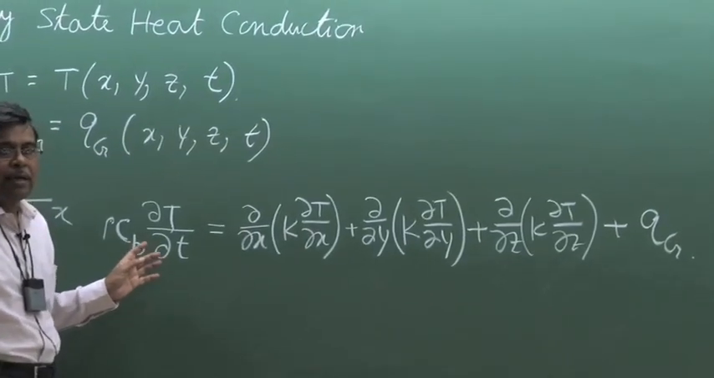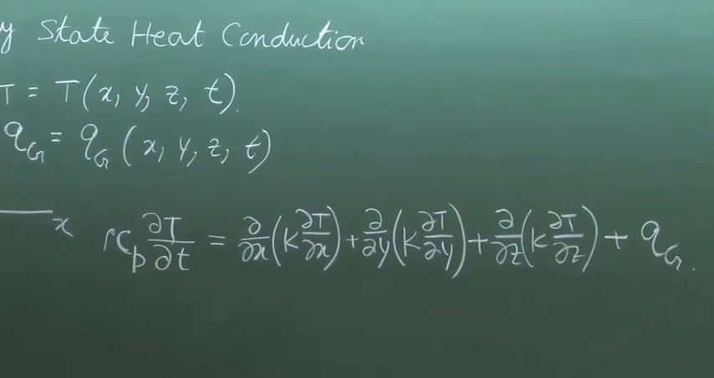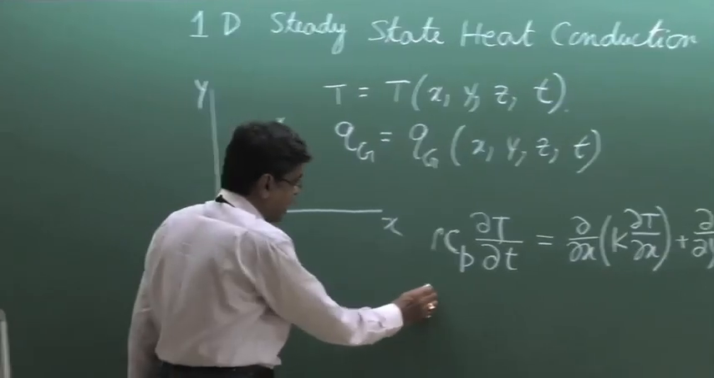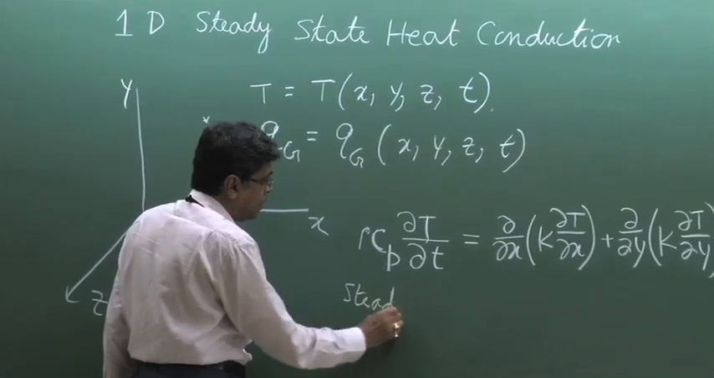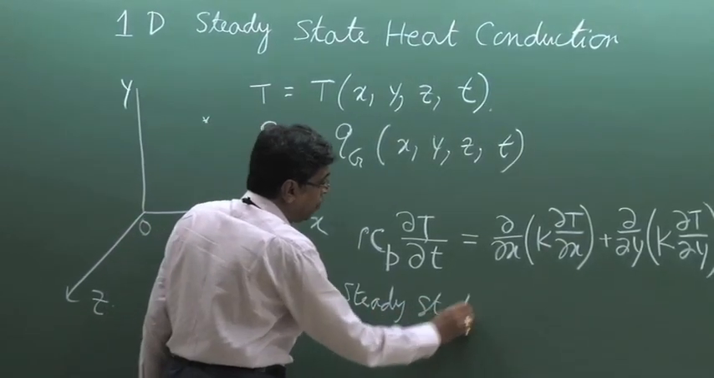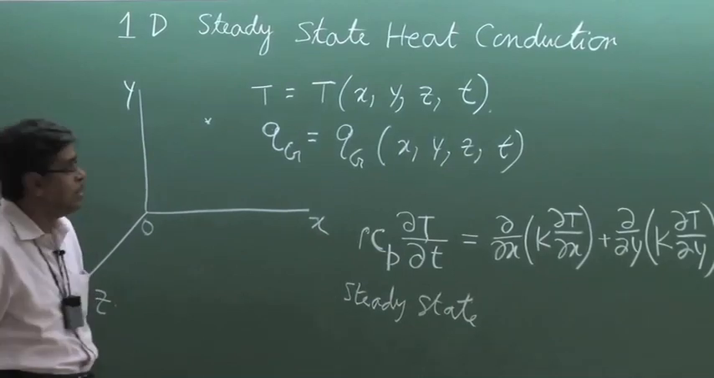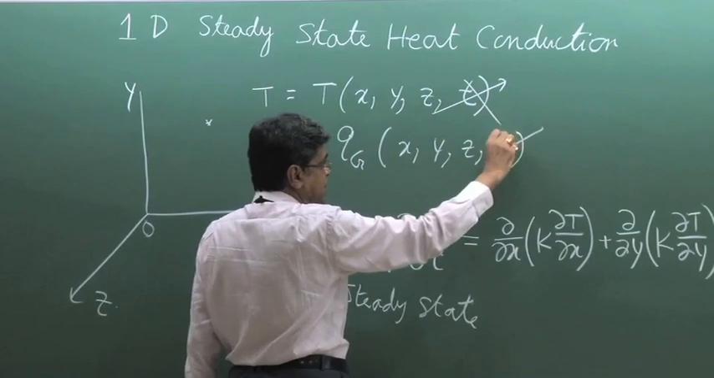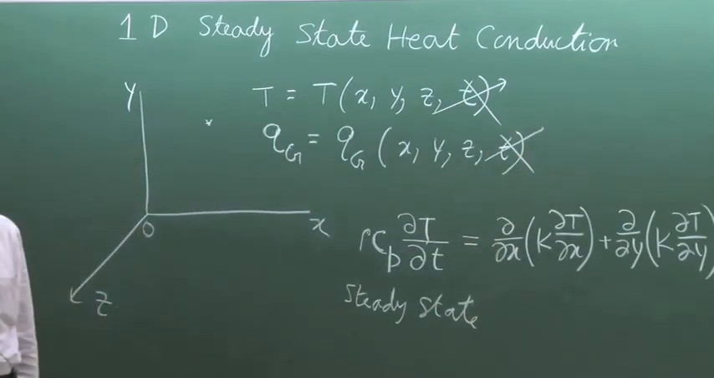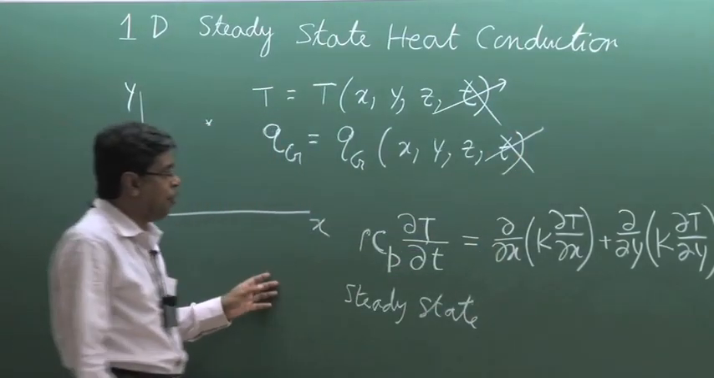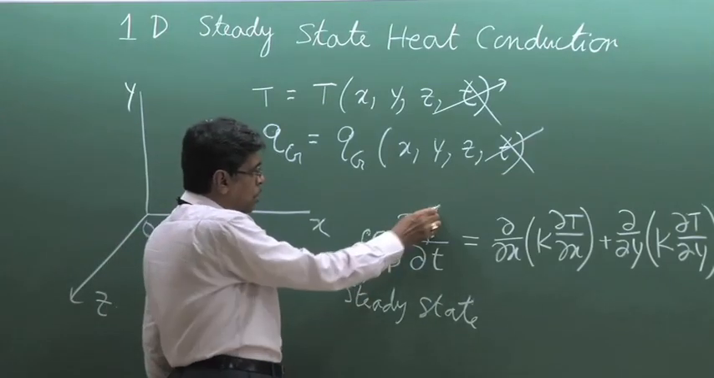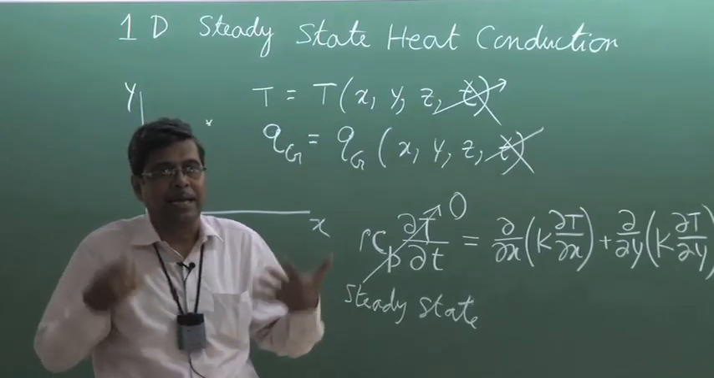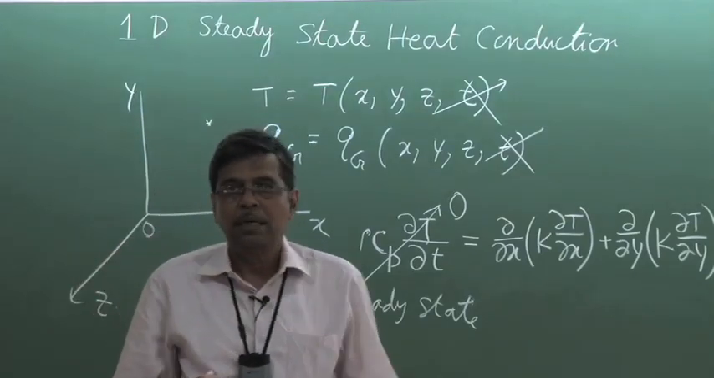Now, if we make simplifications to this, first if we consider steady state, it means both the temperature and the heat generation cease to be a function of T. So therefore, this temporal derivative is 0. This term on the left hand side represents the change of internal energy in the system.